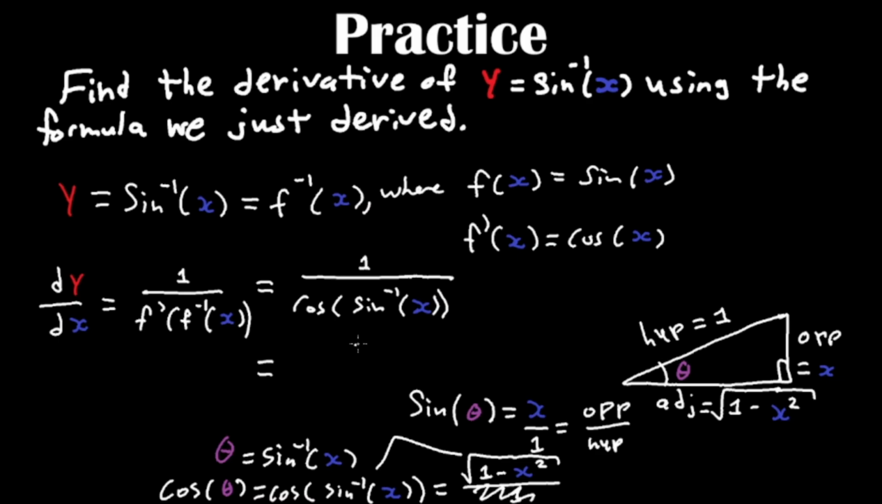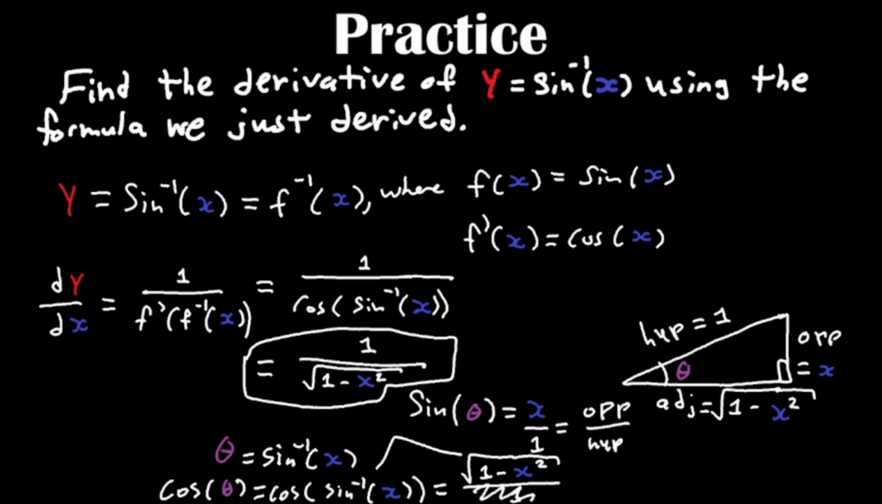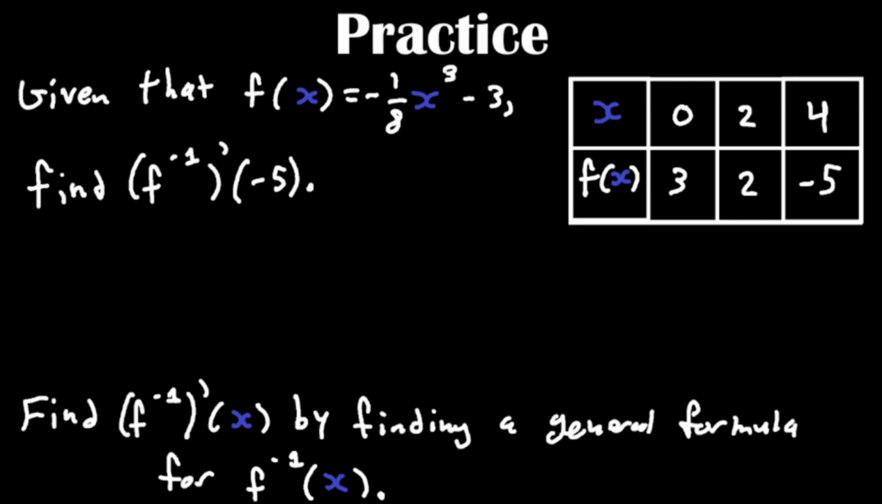So this becomes 1 over the square root of 1 minus x squared. And that is our final answer. And if you remember, that is the same thing that we get for our derivative of inverse sine. Let's do 2 more examples.